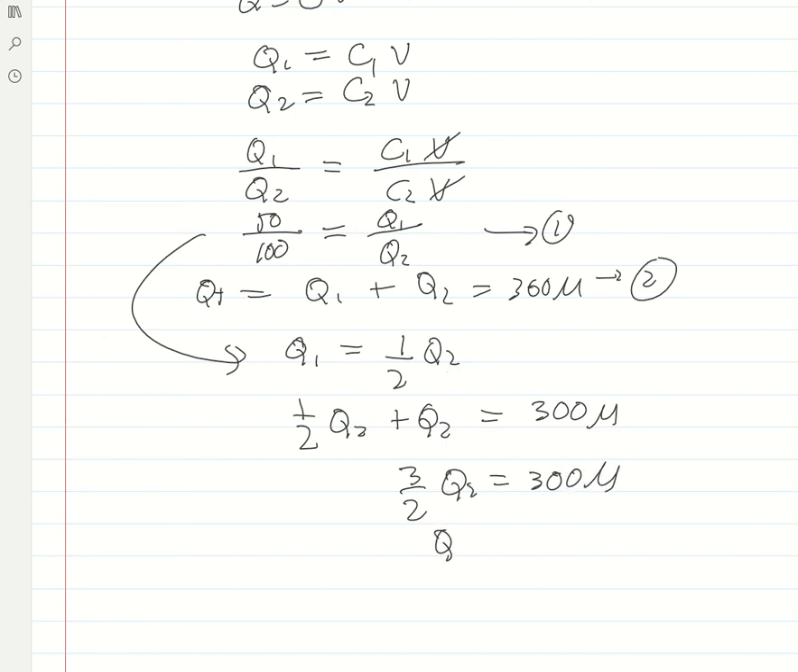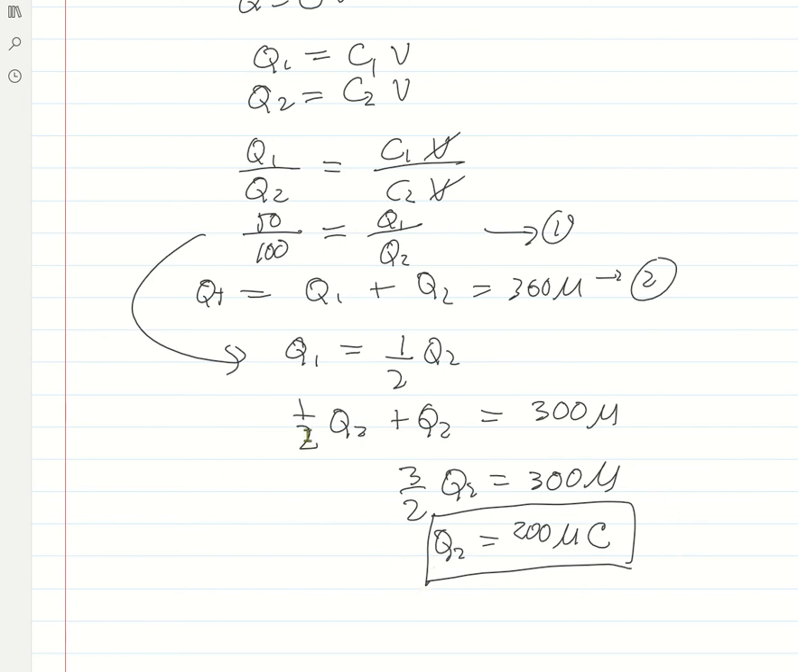Then solving for Q2, this will be equal to twice 300 divided by 3, and that will be equal to 200 micro. The unit is coulomb. So the charge now that is transferred to the second capacitor is actually equal to 200 microcoulomb.